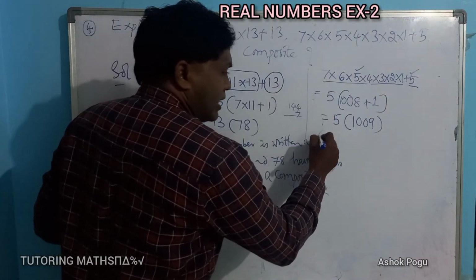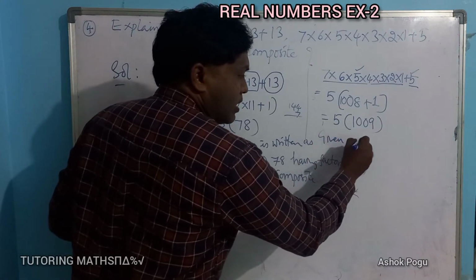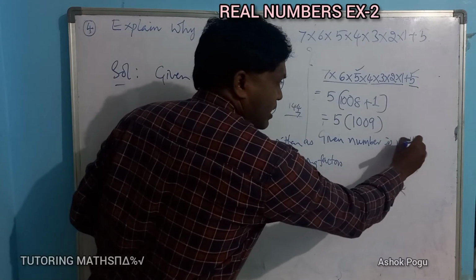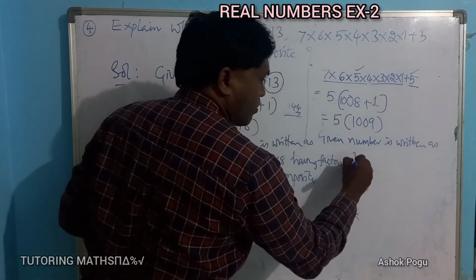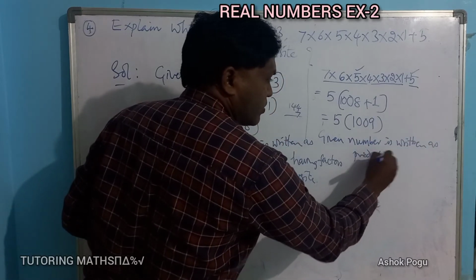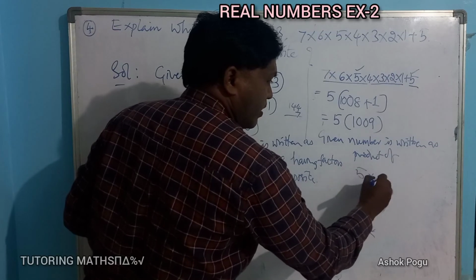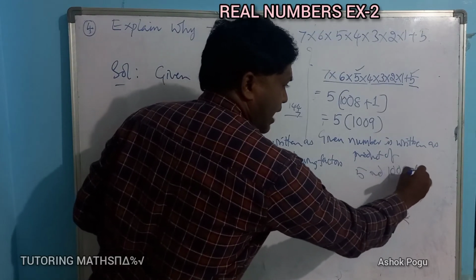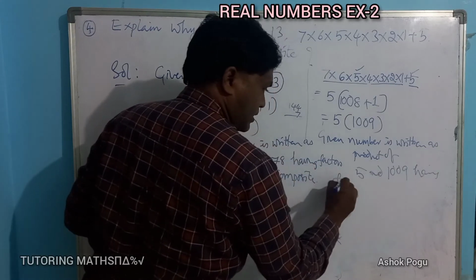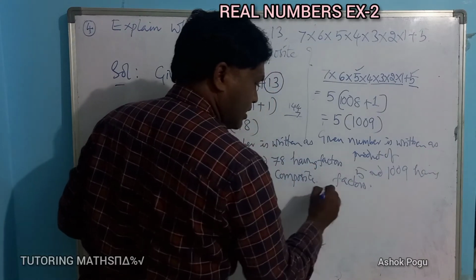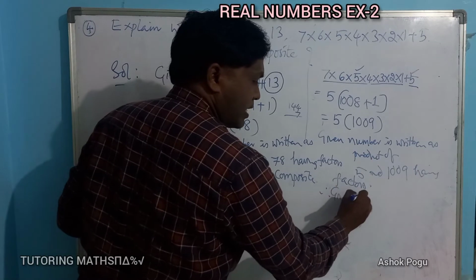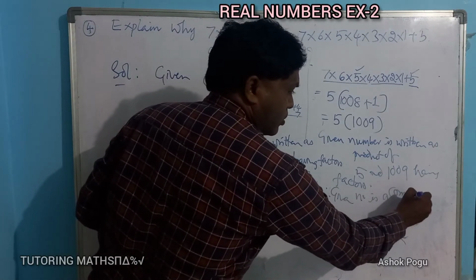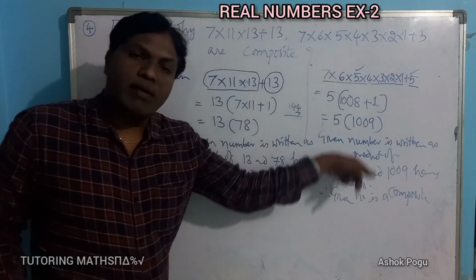Therefore you can write the given number as a product of 5 and 1009, so having factors, therefore the given number is a composite number. You can say that the given number is a composite number.